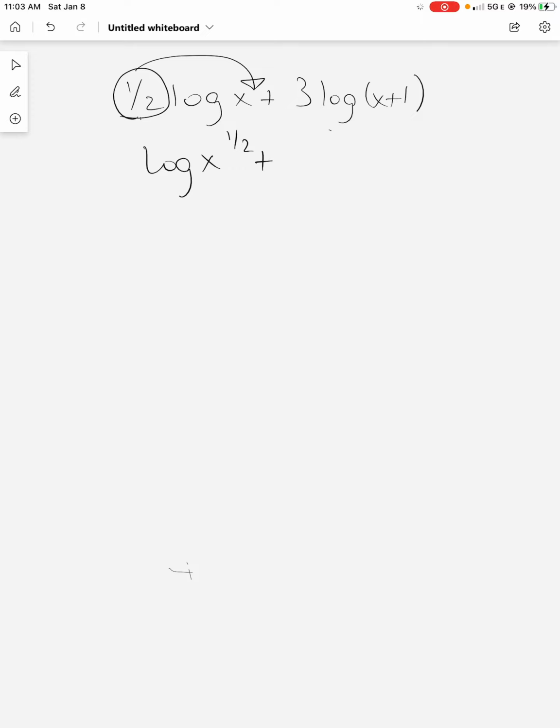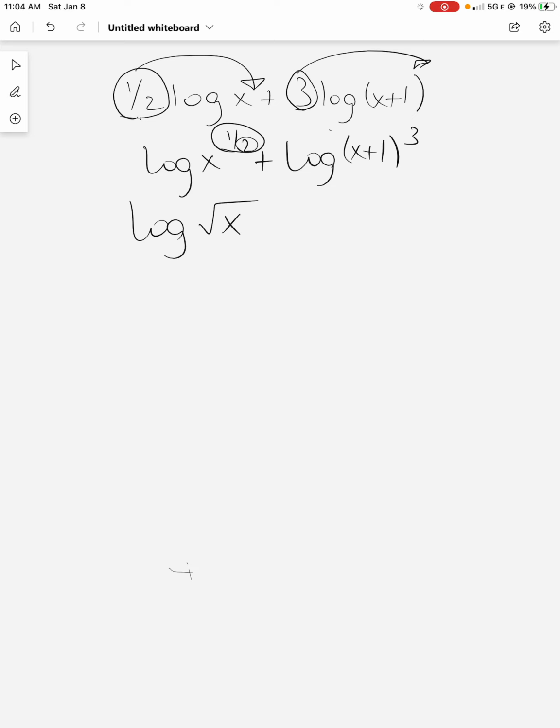So we have 1/2 times the natural log of x plus 3 times the natural log of x plus 1. So as I was saying, the number out front was an exponent. That's where it came from. So this becomes the log of x to the 1/2. Same here. This becomes the exponent. So the log of x plus 1 cubed. And then we remember what those fractional exponents mean, right? That really means square root. The bottom number on the denominator is the root.